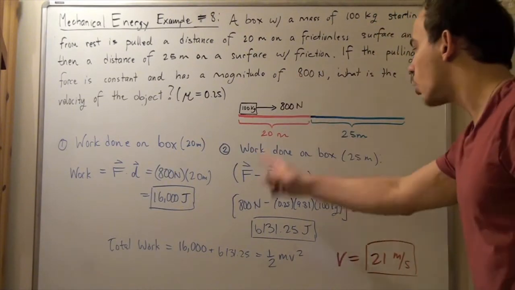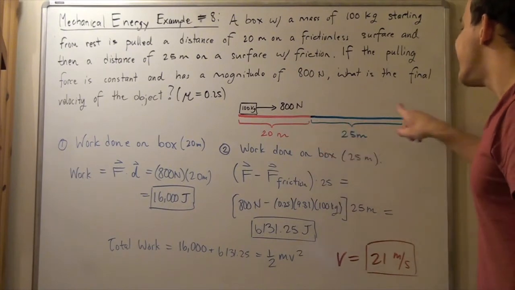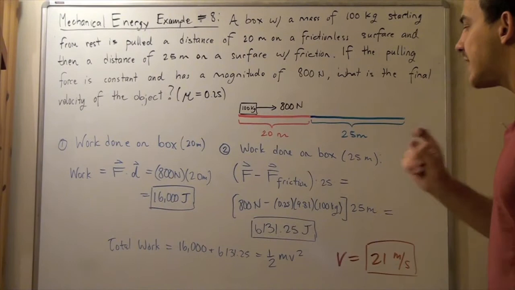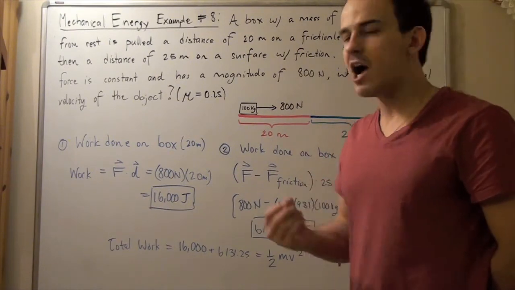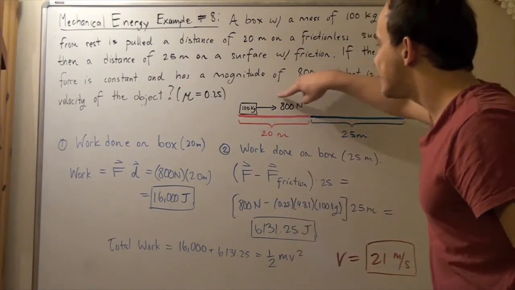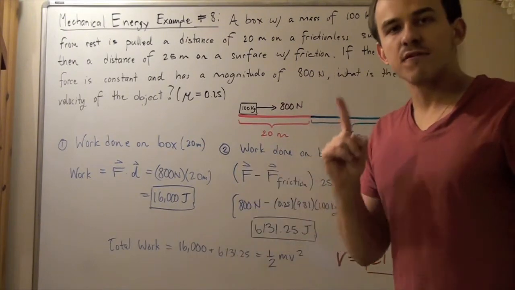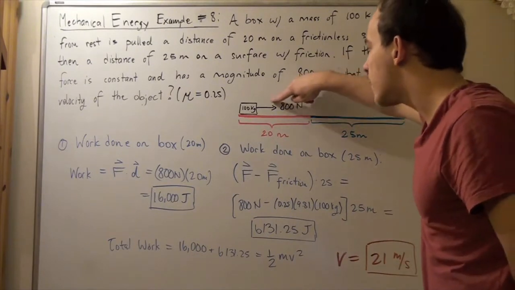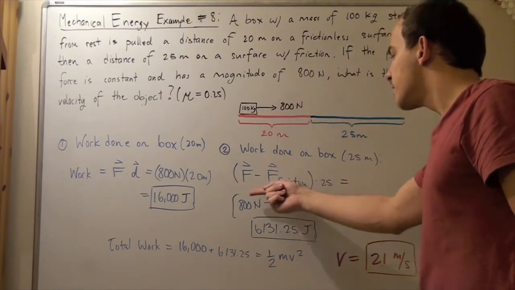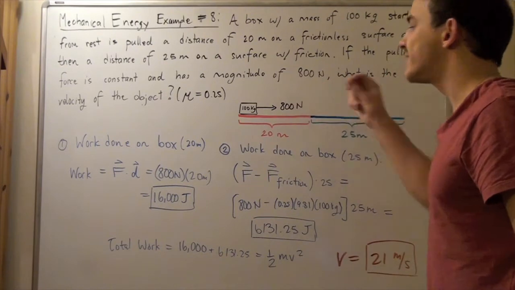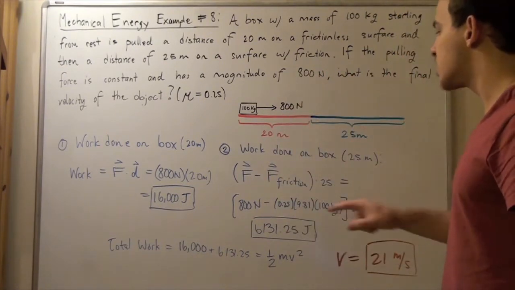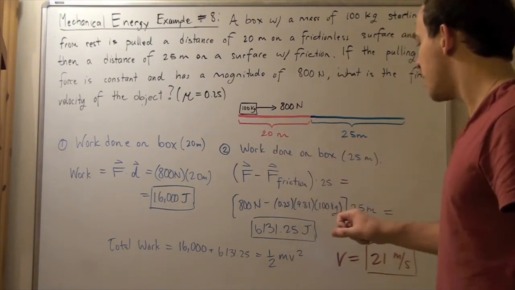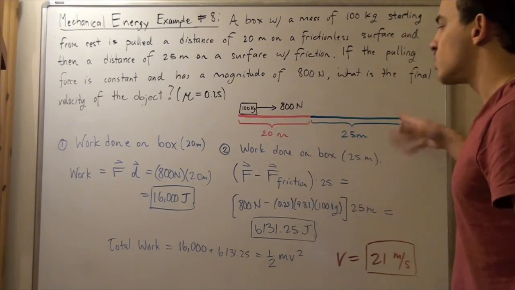Now we want to find the work done on the box on the second part of the path, 25 meters. So we have to take the following into consideration. Now our net force is 800 newtons minus the force of friction, which acts in the opposite direction. So we take our force and subtract the force of friction to get my net force on the object. So force minus force of friction, multiply the whole thing by 25, our distance or displacement.